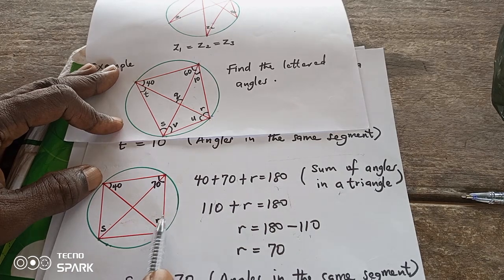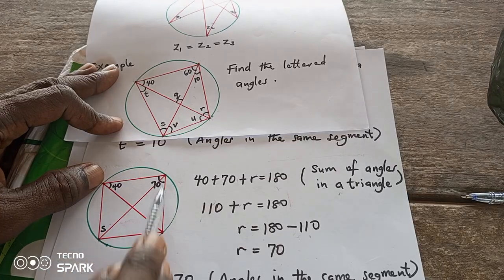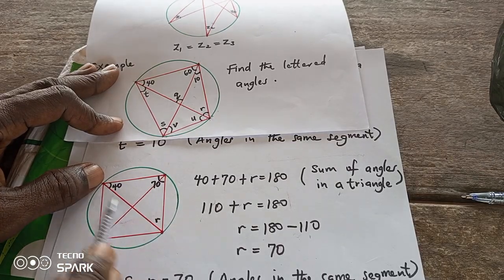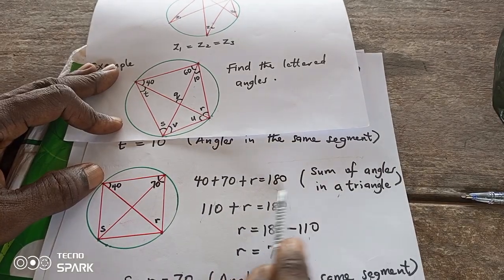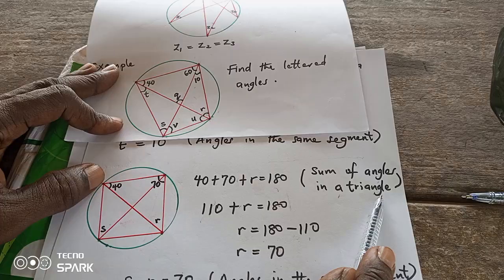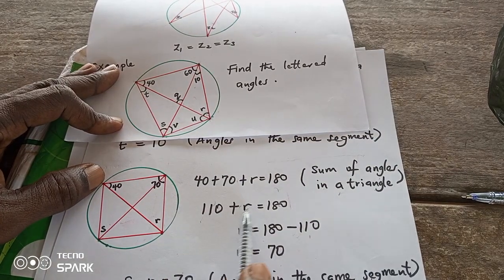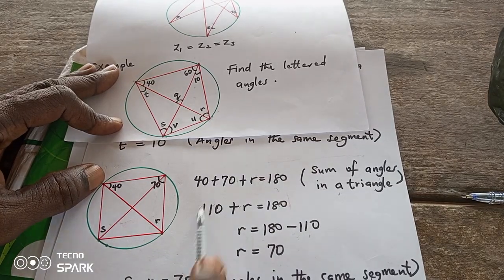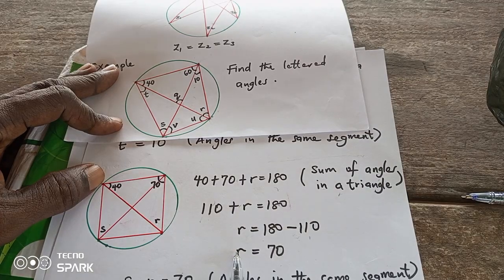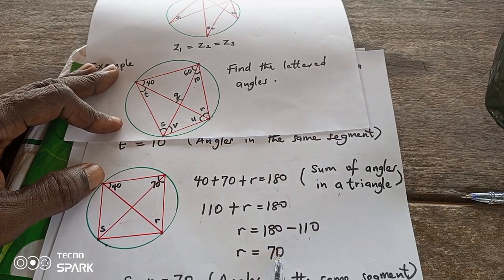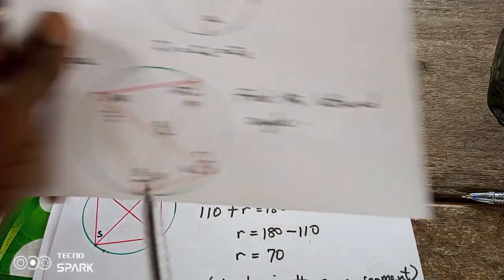Then you are looking for R. So you can easily use the sum of angles in a triangle. So this gives us a triangle this way. So angle 40 plus 70 plus this R should be equal to 180, the sum of angles in a triangle. So 40 plus 70 is 110, plus R is equal to 180. If you now bring 110 to the other side, we have 180 minus 110, which will give us what? Angle R is 70.